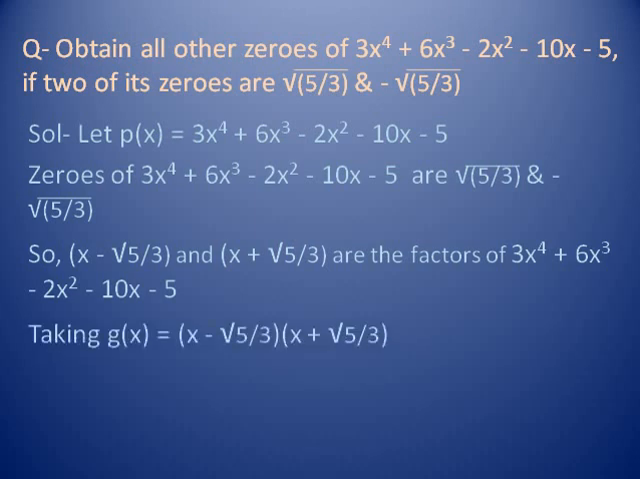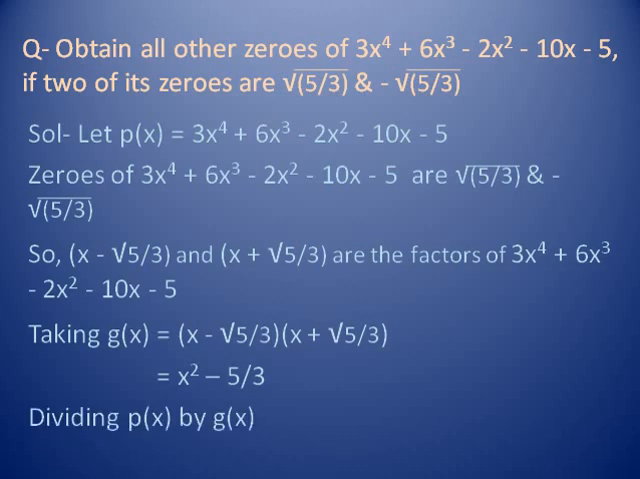So here we can get a polynomial by multiplying these two factors. That is, we are getting g(x) equals x minus root 5 by 3 multiplied by x plus root 5 by 3. So we are going to get a new polynomial on multiplying these two factors. We can use the formula (a plus b)(a minus b) equals a square minus b square. So it becomes x square minus 5 by 3. Since this is the product of two factors of the given polynomial, this polynomial will also be a factor of the polynomial p(x).